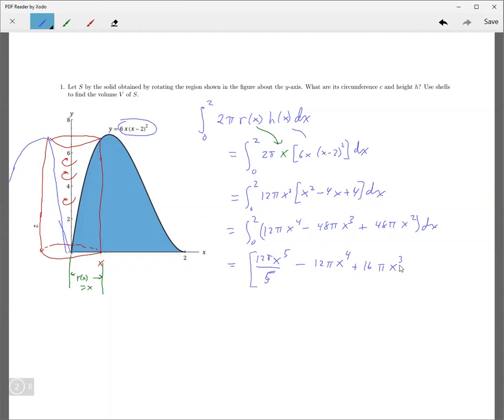Okay, and now it's going to be evaluated from 0 to 2. So putting a 2 in, we have 12 pi times, okay, 2 to the 5th is 32. And here it's 12 pi times 2 to the 4th is 16. And here 2 to the 3rd is 8. And then when you put zeros in, everything's 0. So minus 0.